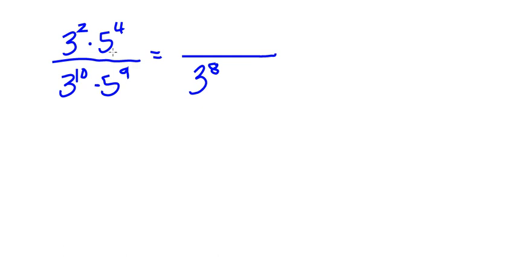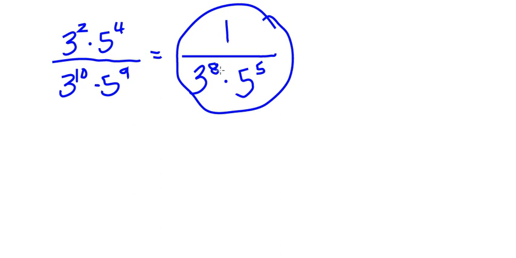Well, now I'd go deal with my 5's, and the 9 is bigger than the 4, and that's also in the denominator. So my 5 would stay here in the denominator, and 9 minus 4 is 5. So I would have 5 to the 8th times 5 squared, all in the denominator. Now, because both of the terms are in the denominator, you need a placeholder here, and so you would have a 1 in the numerator, and that would be your final answer.